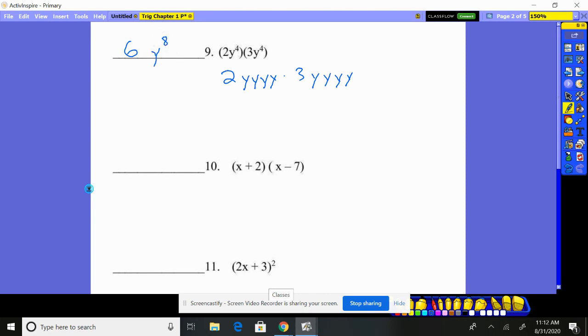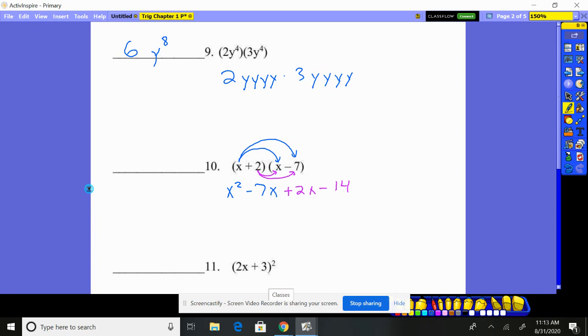Number 10, it's a binomial times another binomial. So this is where I talked about handshaking. X has to get distributed to that X or shake hands with it, and that X has to be distributed through to that 7. Well, X times X is X squared. X times that negative 7 is negative 7X. What about the 2? The 2 has to be distributed through also. So 2 times the x is 2x, and the 2 times that negative 7 is minus 14.